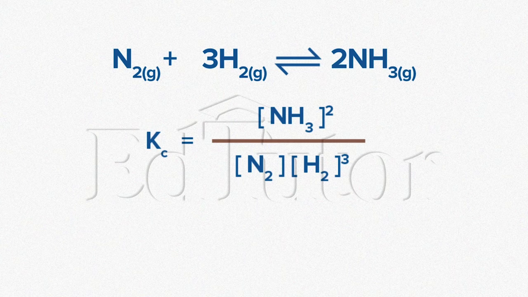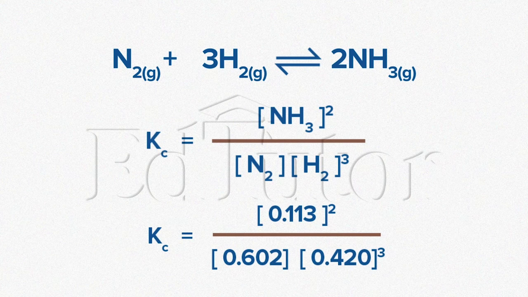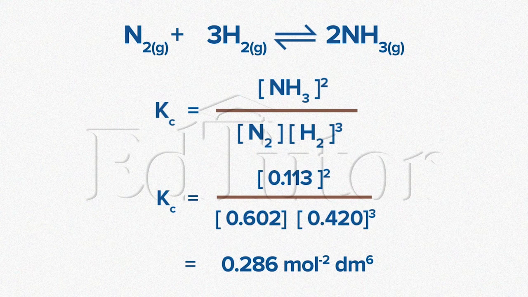As you can see, Kc is equal to the square of 0.113 divided by the product of 0.602 and the cube of 0.420. Once we solve this, we should get the answer 0.286 mole squared per decimeter raised to the power 6. This is your equilibrium constant.